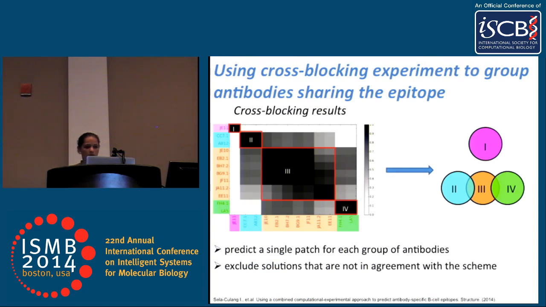Okay, so based on the cross-blocking assay, if antibodies completely block each other's ability to bind the antigen at the same time, we assume that their epitope is the same. And then, instead of using the information from only one antibody, we use sort of the average information found in all antibodies that compose this group. So it's some manipulation of averaging the information from all antibodies of the group.